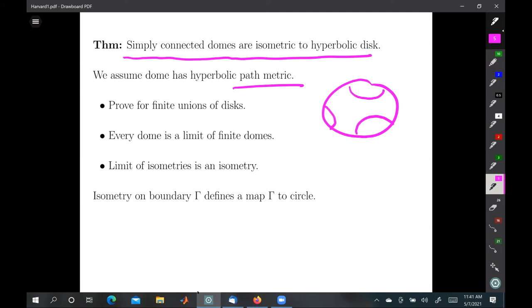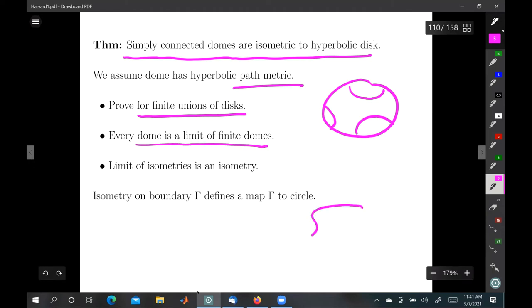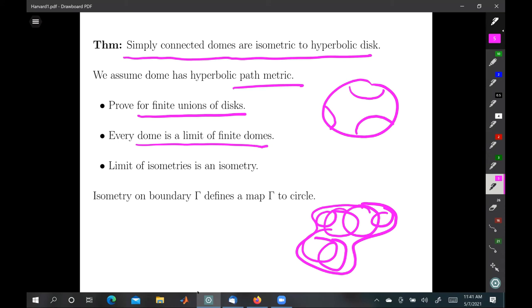And the proof basically goes, prove it for finite unions of disks, so finite domes, and then observe that every dome is a finite limit of these things, because given any surface, you can exhaust it by a finite number of disks, and then the domes of these things converge to the limiting dome of the whole domain. And a limit of isometries is an isometry. And so it's only enough to do it for finite unions of disks.